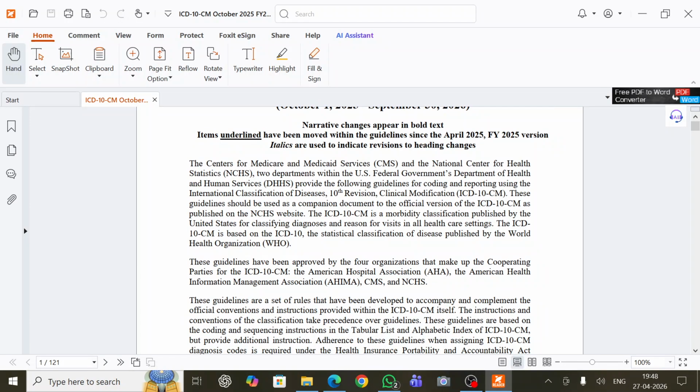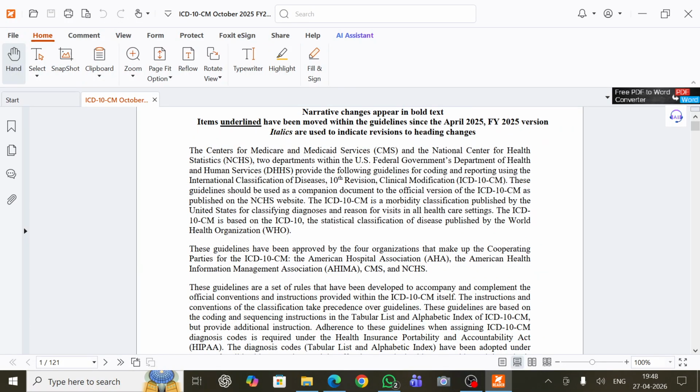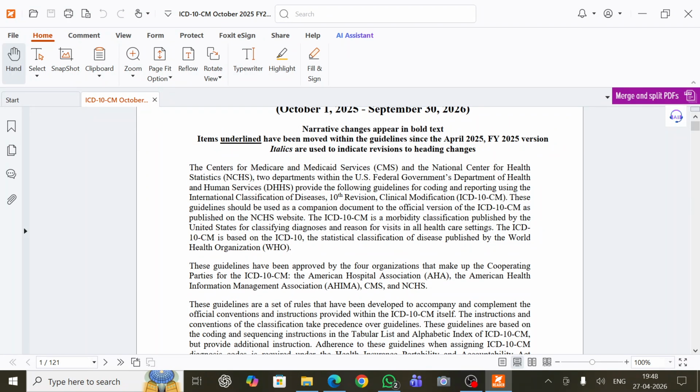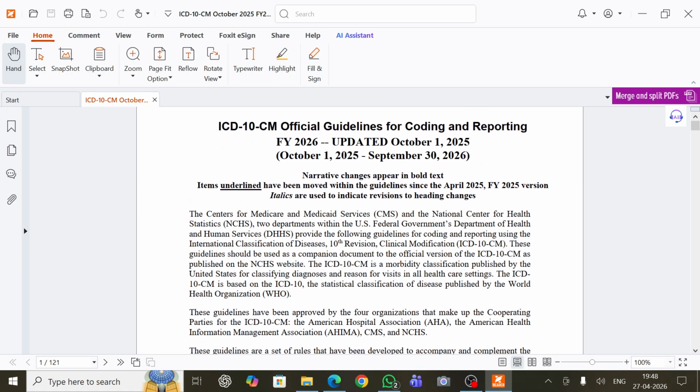These guidelines have been approved by the four organizations that make up the cooperating parties for the ICD-10-CM: the American Hospital Association and the American Health Information Management Association. Also CMS and NCHS. CMS means the Centers for Medicare and Medicaid Services, and NCHS is the National Center for Health Statistics. These two departments within the US federal government cover the ICD-10-CM, and the World Health Organization published this classification of diseases.